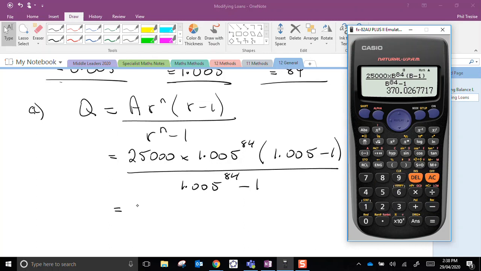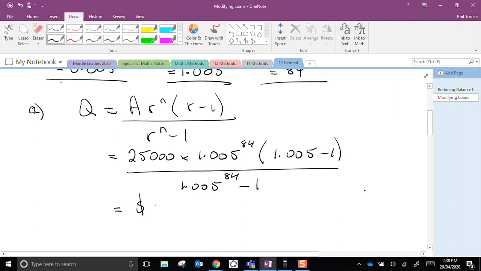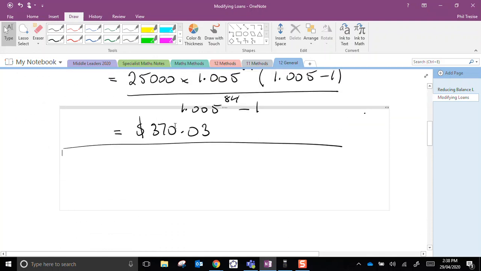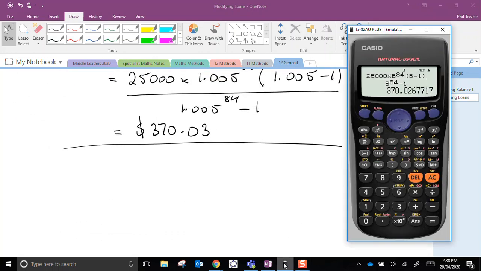$370.03. So our repayment is $370.03 every month. Now you probably remember that the second formula involves the use of letter Q, the repayment. It's probably worth storing that before we lose it. Shift, store, C. So if I recall C to check, there it is. It's there. It's going to be remembered for me.